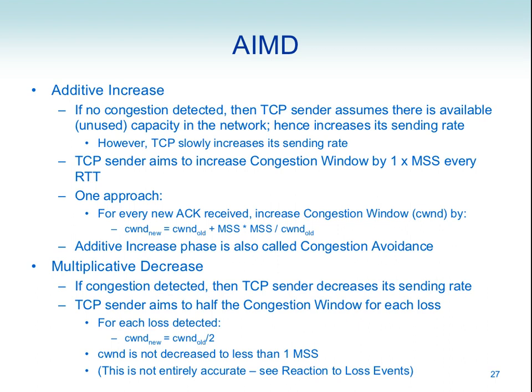We send 2 segments. We receive the first ACK. We apply our equation, running out of space. Separate this. Now we take the old value, which is 2,000, plus MSS squared, 1,000 squared, divided by 2,000 equals, who has a calculator?